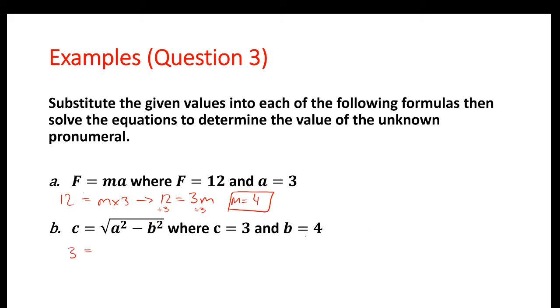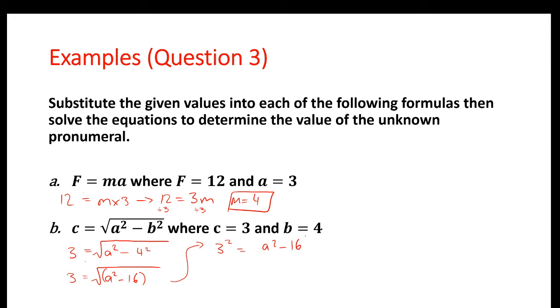We've got 3 is equal to the square root of A squared minus 4 squared. First we work out what 4 squared is, so that is A squared minus 16. Technically there are brackets around these two terms. We want to remove the square root first. The opposite of square rooting is squaring, so we get 3 squared on the left side is equal to A squared minus 16. I don't need the brackets now because the square root disappeared.